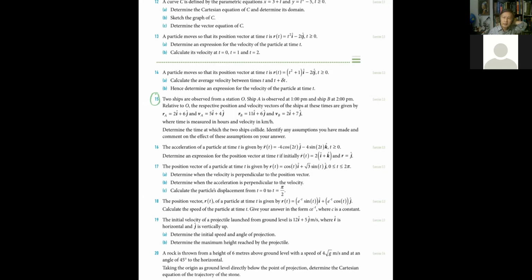That's fine. The respective position and velocity vectors of the ships at this time are given by r_A and r_B, where the time is measured in hours and velocity in kilometres per hour. Determine the time at which the two ships collide. Identify any assumption you have made and comment on the effect of this assumption. Sorry? I don't think this is important.